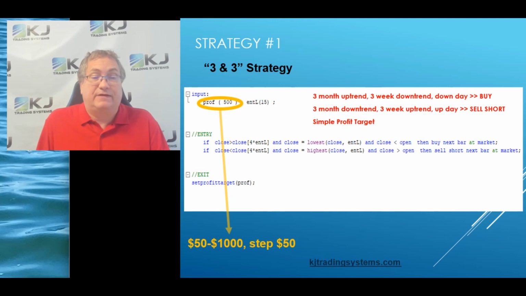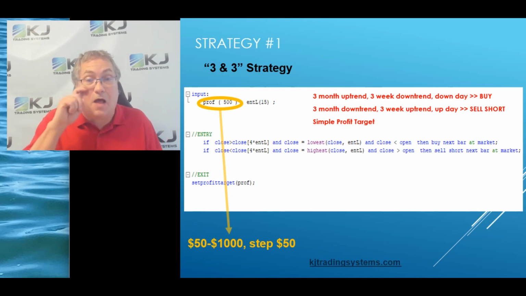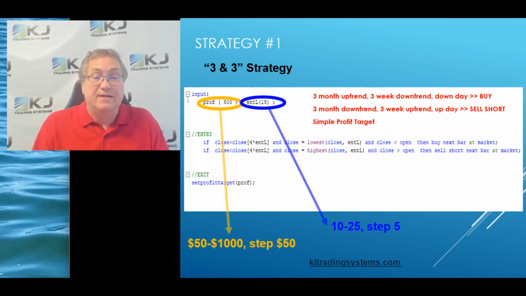First, I'll vary the profit target. I'll go from $50 to $1,000 in steps of 50. I'll go with that look back length, 10 to 25 in steps of 5. Now, when it's a 3-month uptrend, that value would actually be 15, because 15 times 4 is 60, and 60 bars is roughly 3 months. And 3 weeks is 15 bars. It's just days of the week.